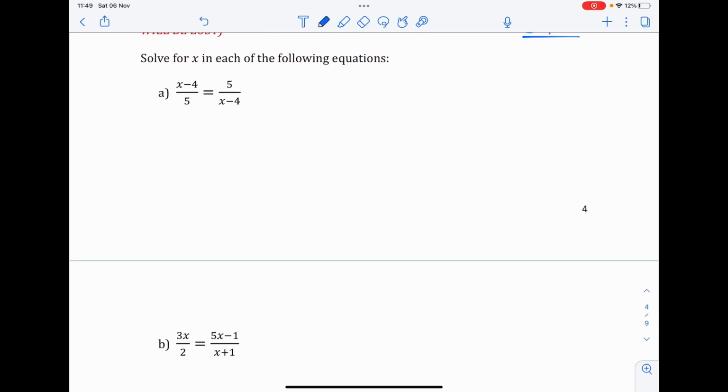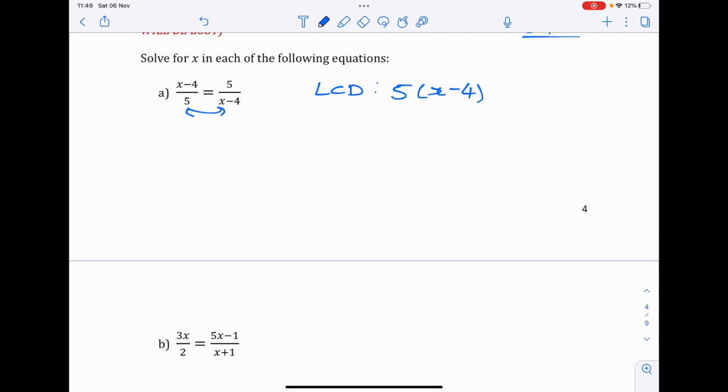Solve for x in each of the following equations. So you want to get rid of the fractions. What we have to do here is multiply each term by the LCD. The LCD would be 5 and x minus 4. Basically, it's the two denominators multiplied together.